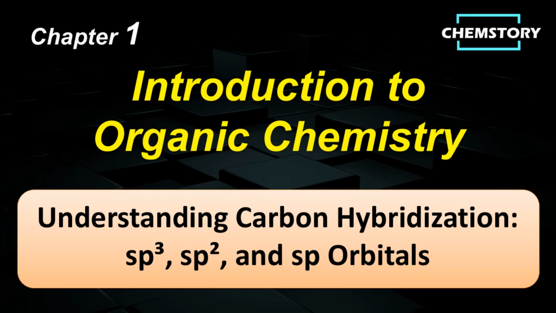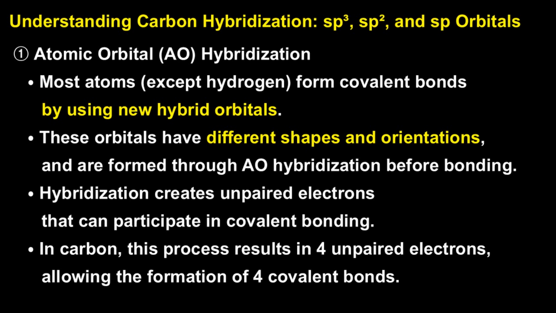Today, we're talking about hybridization, how carbon's orbitals mix to form bonds. This concept helps us understand why carbon forms stable covalent bonds and why molecules like methane, ethane, and ethine have their unique shapes. So what makes carbon so good at bonding? It all comes down to its orbitals and how they hybridize.